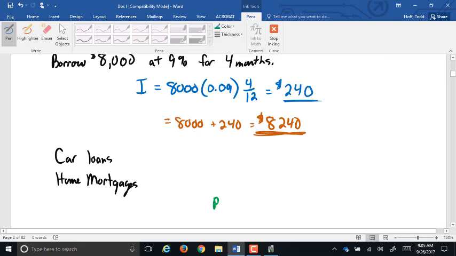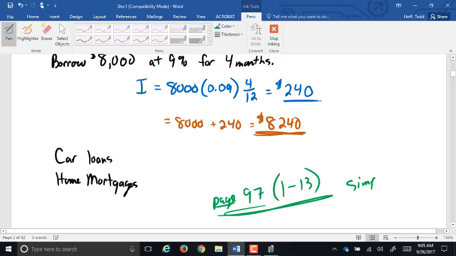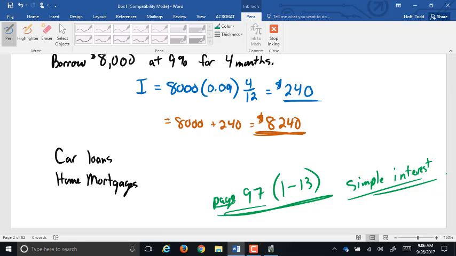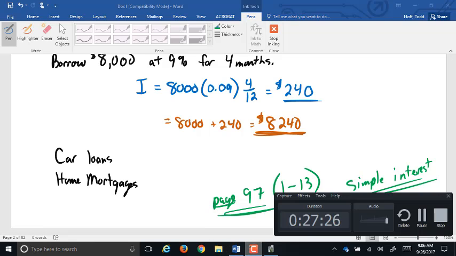For now, in your book, on page 97, problems 1 through 13 talk about interest. Only do the ones that are simple interest. The rest of them that are compound interest and annuities, we will talk about more tomorrow. So I'll let you guys have the last 14 minutes here to get started on those.